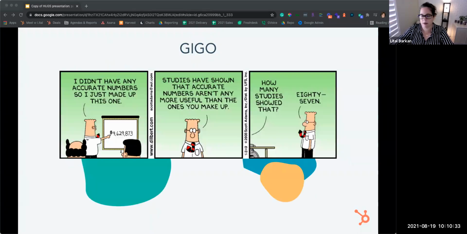So here we go. Garbage in, garbage out, right? We've all heard the saying. It goes way back to the early days of computing. But these days, everybody's talking about data-backed decision-making. It's trending as a buzzword, but it's real, right?